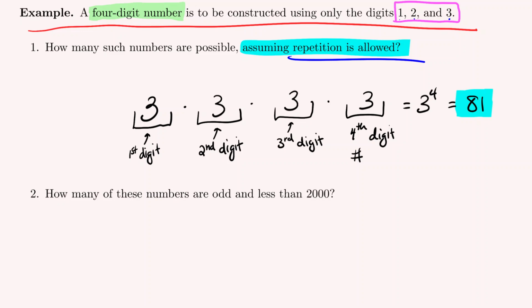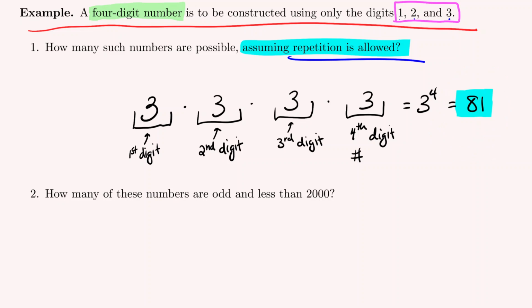Now, as a related problem, we're asked how many of these numbers are odd and less than 2,000. So let's think, what are some ways that we could go about solving this problem? I guess one way is I could write out all 81 4-digit numbers that are using the digits 1, 2, and 3 with repetition. And then from that list of 81 numbers, I could just X out anything that's even. I could X out anything that's greater than 2,000. And only the remaining numbers should be counted. And that would be how many numbers from this group are odd and less than 2,000.